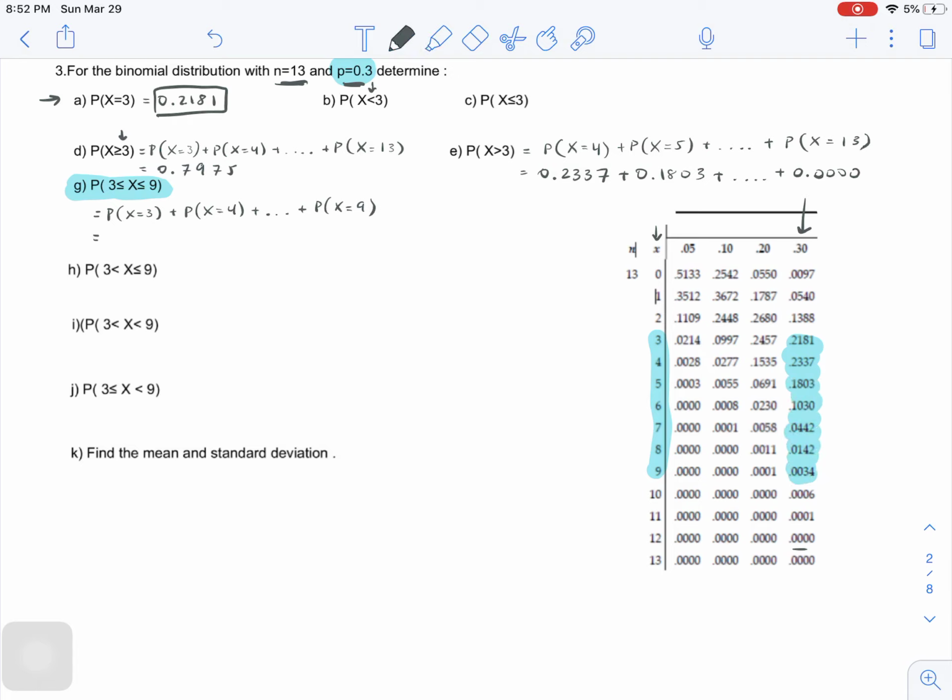So I want to add up 0.2181 plus 0.2337 plus 0.1803, 0.1030, and so on till I get to 0.0034.